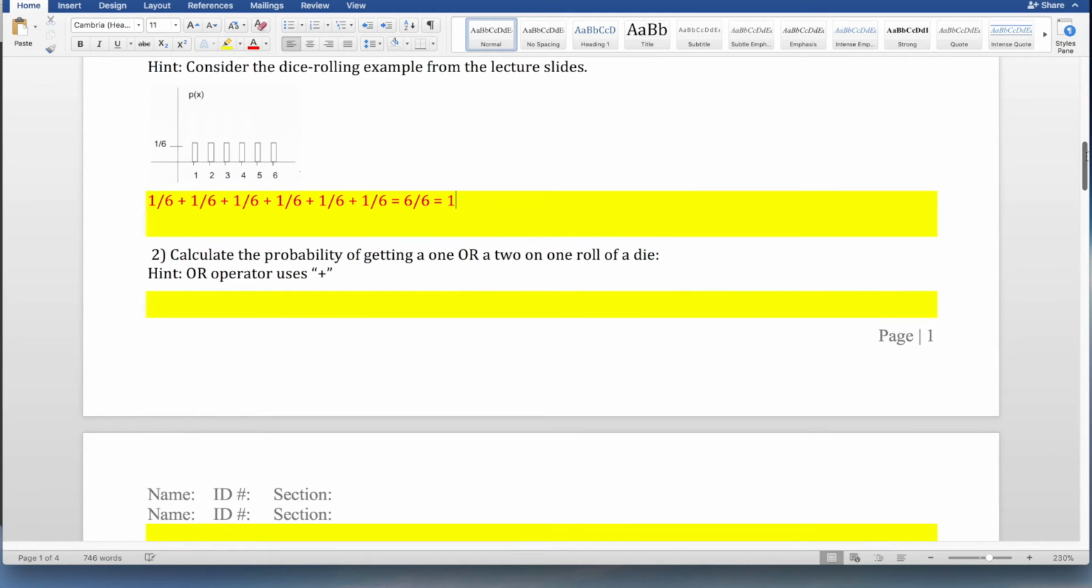All right, so for number 2, it says calculate the probability of getting a 1 or a 2 on one roll of a die. So keep in mind that or means that you're going to be adding the probabilities together. The probability of getting a 1 when you roll a die is 1 over 6. And the probability of getting a 2 is also 1 over 6. So we're going to want to add these probabilities together. So it'd be 1 over 6 plus 1 over 6 equals 2/6, which also equals 1/3.